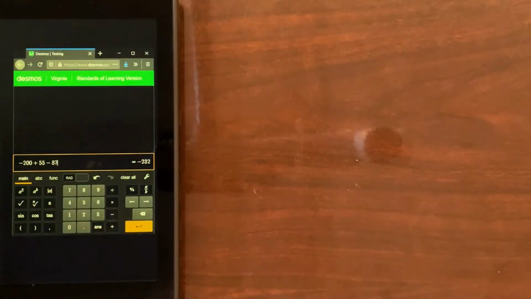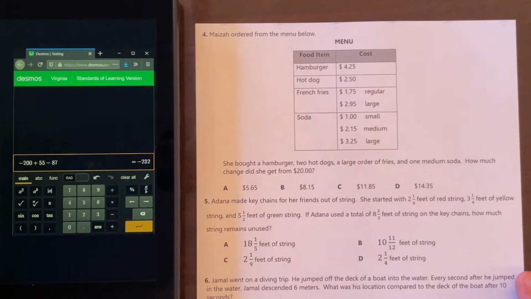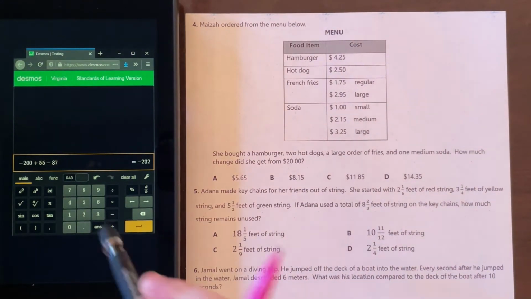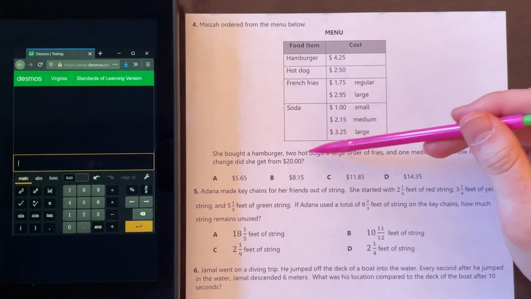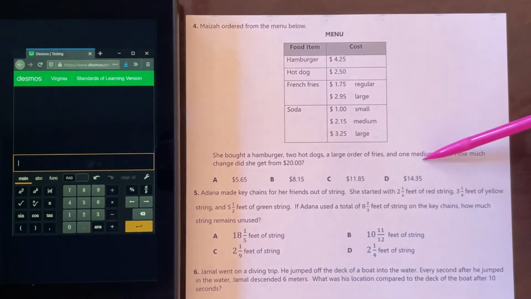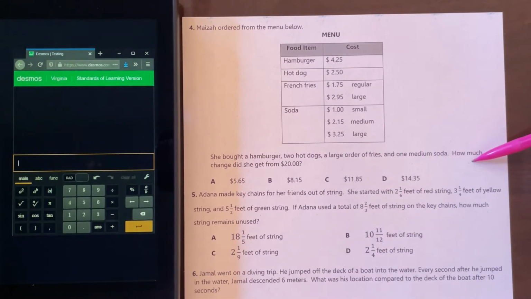For the next one, make sure it's on here. All right. For the next one, it says Messiah ordered from the menu below. She bought a hamburger, 2 hot dogs, a large order of fries, and 1 medium soda. How much change did she get from $20?